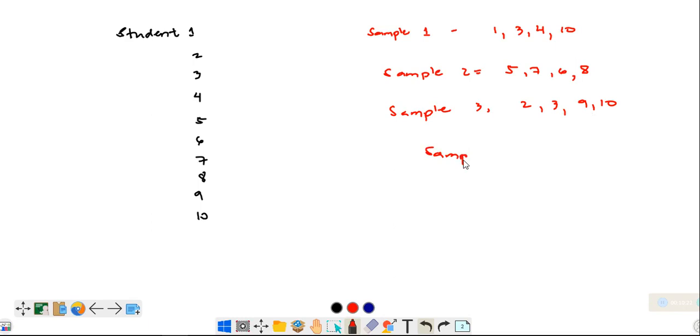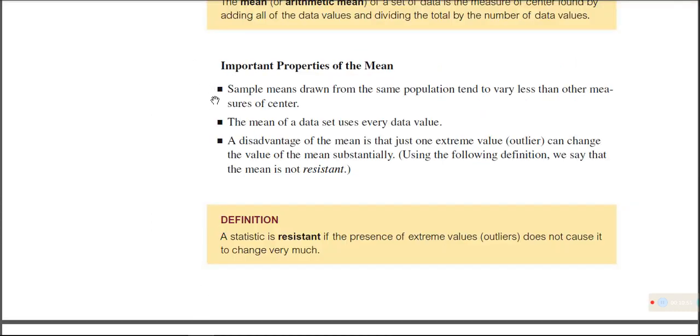And then, siyempre, napakarami mo pang possible na combinations ng sample dito. 'Di ba? Sobrang dami. May formula rin tayo doon pero hindi ko na-discuss. I think, na-discuss natin 'yon before sa history. Combinations and permutations. So, sample 1, kung kukunin mo 'yung average nito or 'yung mean nito, ang mean ng sample 1, hindi siya greatly magva-vary sa mean ng sample 2 at sa mean ng sample 3. Pag i-compare mo 'yan, halos magkakadikit lang din sila. 'Yun 'yung property ng mean. Sample means drawn from the same population tend to vary less than the other measures of center.